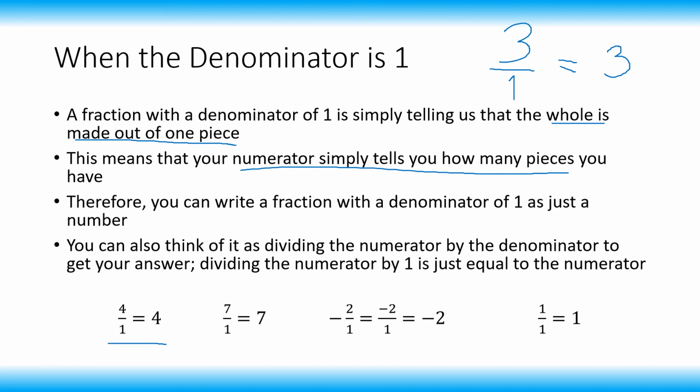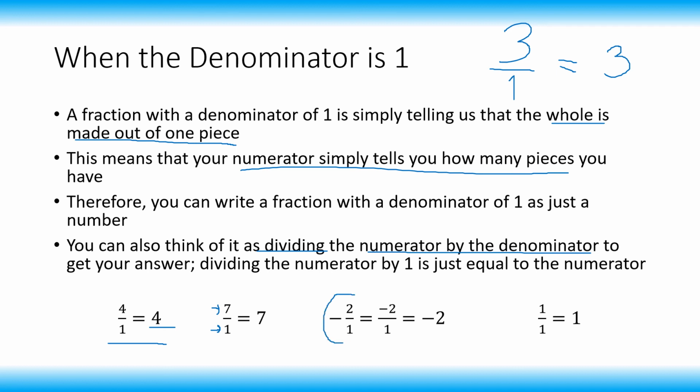You can also think of it as dividing the numerator by the denominator. So that's what I've written right here. So 4 divided by 1 is still 4. It doesn't change anything. 7 divided by 1 doesn't change anything. So you're still going to get 7 as your answer.